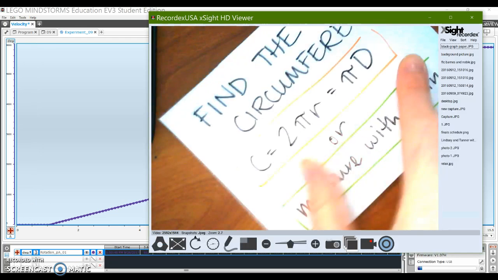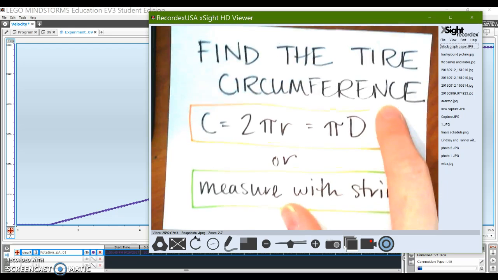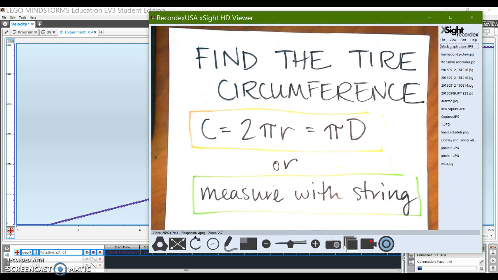Okay, by now you've figured out we need to find the circumference of your wheel. There's two ways to do this. One is with math, where you can use the equation for circumference, which is 2 times pi times the radius of your wheel, or sometimes it's easier, especially with something big and bulky, pi times the diameter of your wheel. So give one person in your group, whoever likes math the most, that job. They should find the circumference by measuring your wheel that way.